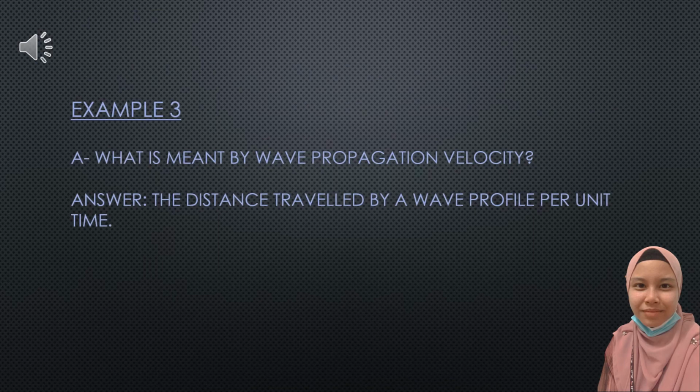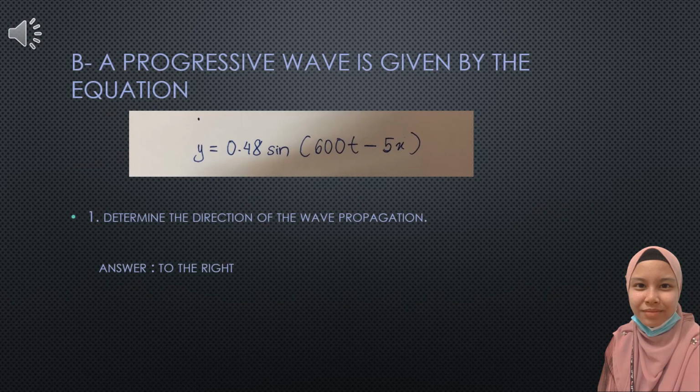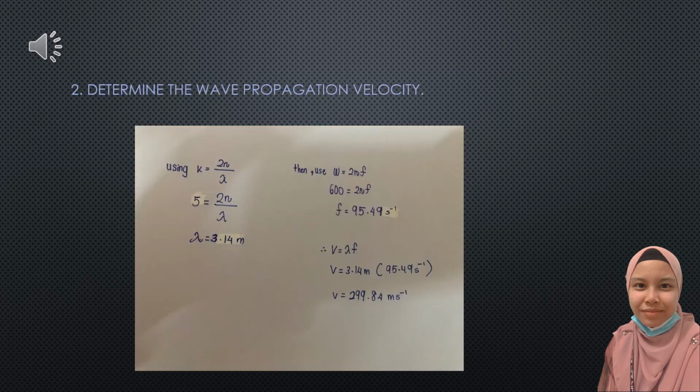Last example, which is example 3. Okay. A. What is meant by wave propagation velocity? The answer, the distance traveled by a wave profile per unit time. B. A progressive wave is given by the equation y equals to 0.4 sine of 600t minus 5x. Okay. Determine the direction of the wave propagation. The answer is to the right. Second, determine the wave propagation velocity. Okay. The formula for wave propagation velocity is v equals to wavelength times frequency.